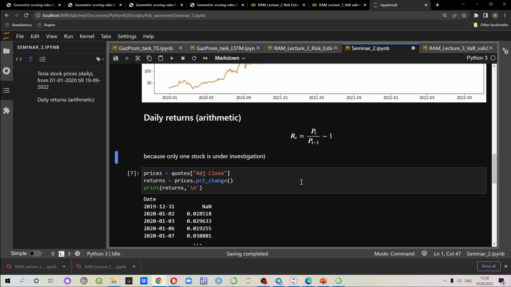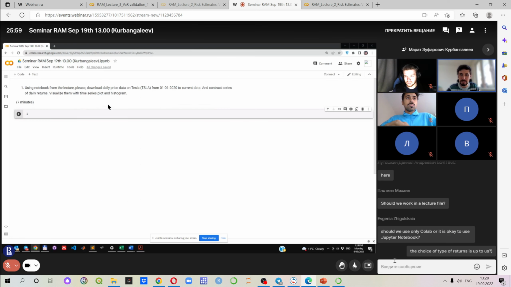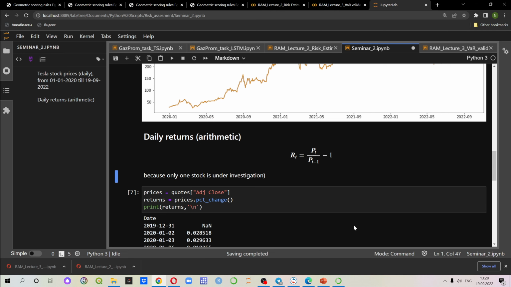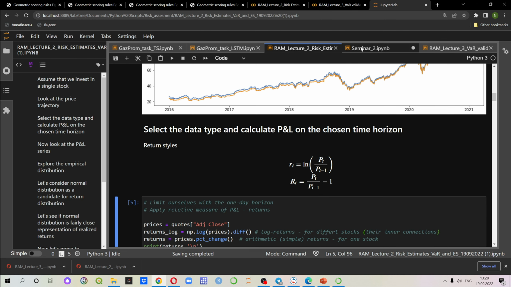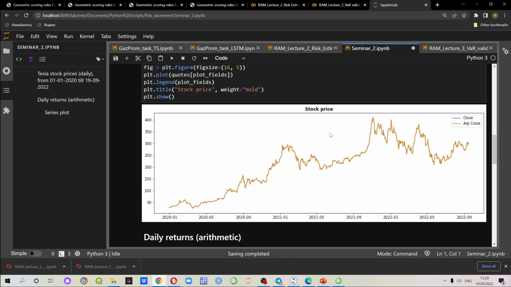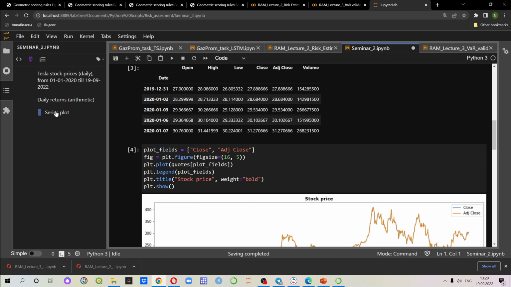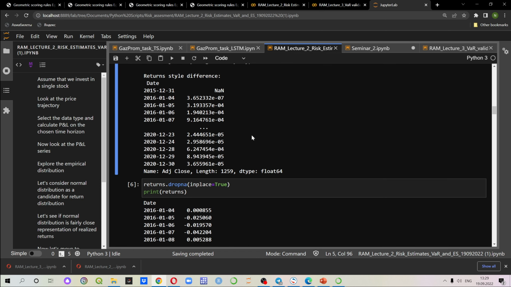Yeah, and please notice I put a little extra task in the first one. It is a one-liner, so you can just copy the code from the Colab to visualize returns with a time series plot and histogram, just to see how realized returns behave over time and how the general distribution looks like. If someone has preliminary results, feel free to share them with us.